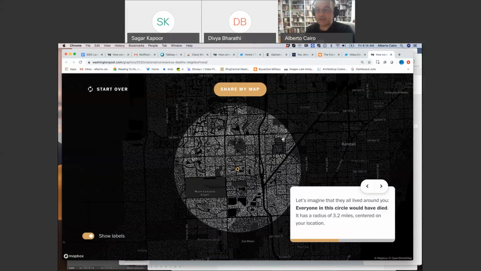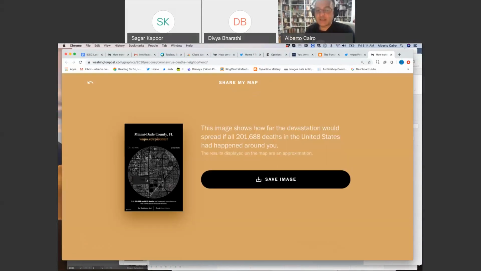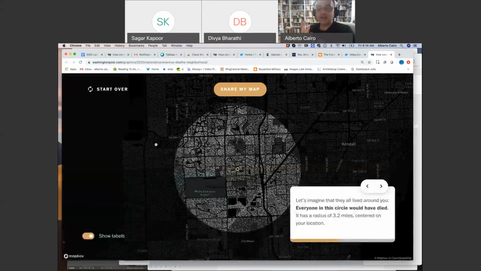Now I can share this map with everybody, right? I can just click on that and that will generate an image that I can share on social media, on Instagram, on Twitter, or whatever. So the purpose of this graphic is not to show you the number of cases per se. That has been done before, right? Line charts, bar graphs, maps, everybody's publishing those. The purpose of this visualization is to give you the data through a different angle.